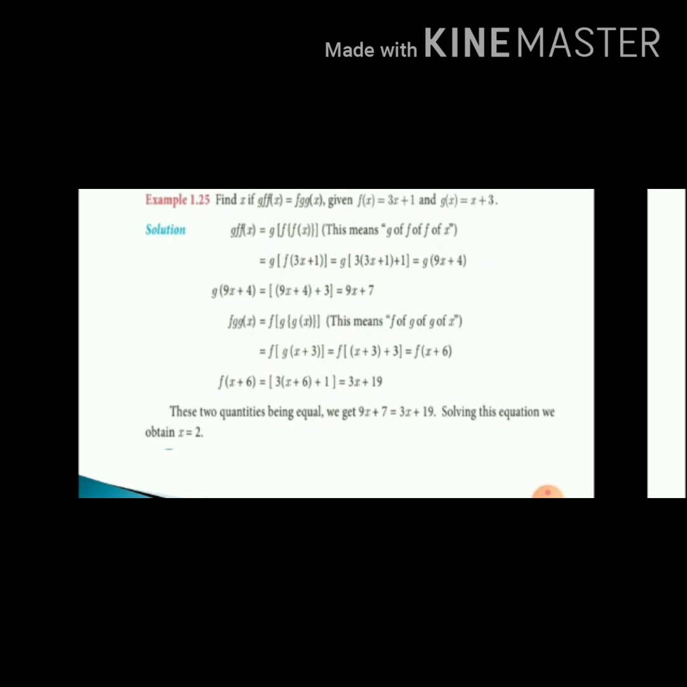So (f dot g)(x) is equal to, this means f of g of x. So f of g of x is f of x plus 3, which is equal to f of x plus 3. Already we know f of x is equal to 3x plus 1. So we substitute x is equal to x plus 3 in the given function.